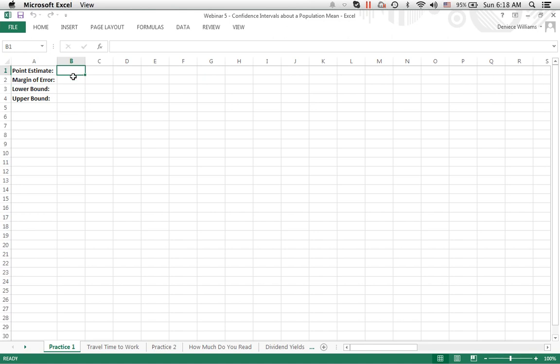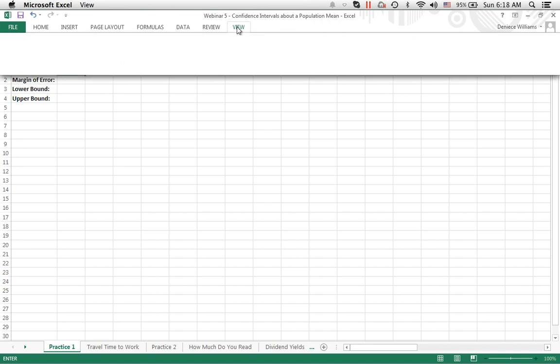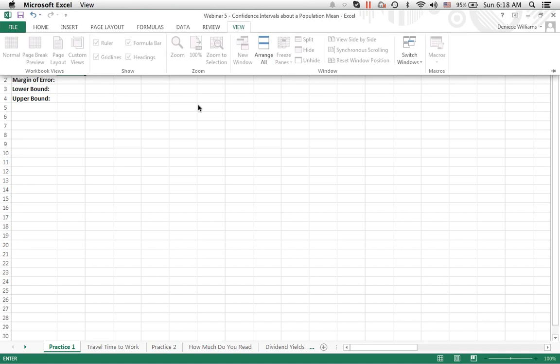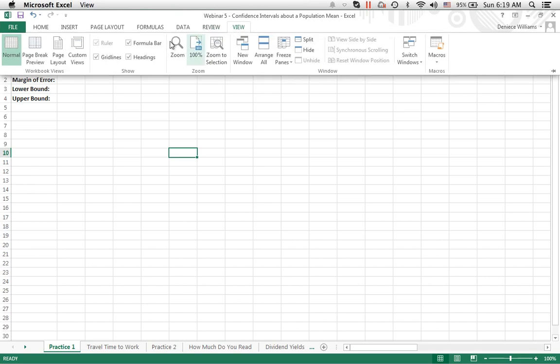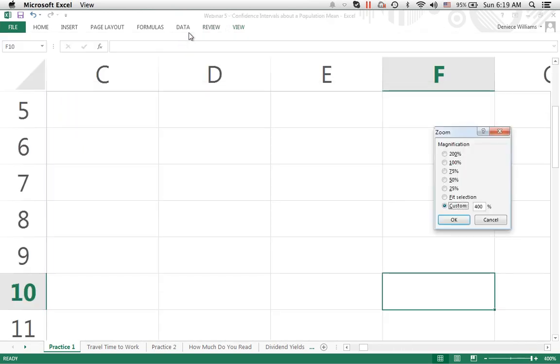I'm going to type in the information that I have. I have a point estimate. Remember, point estimate talks about my sample mean, and that's equal to 34.2. Make this a little bit bigger. Whoa, too big.